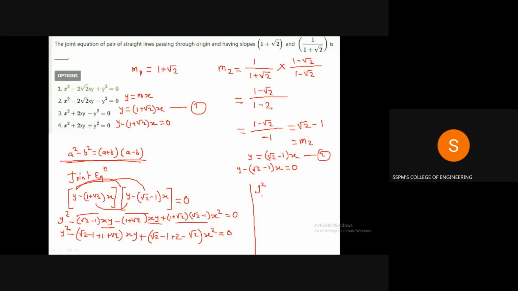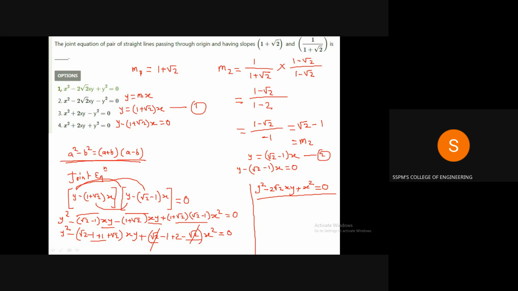See, y square minus, this minus 1 plus 1 will be cancelled. So root 2 plus root 2 is 2 root 2 xy. Again similarly here, this root 2 and minus root 2 will be cancelled. So 2 minus 1 is plus 1. So here it will be plus x square is equal to 0. So this will be your answer. This will be the correct option.